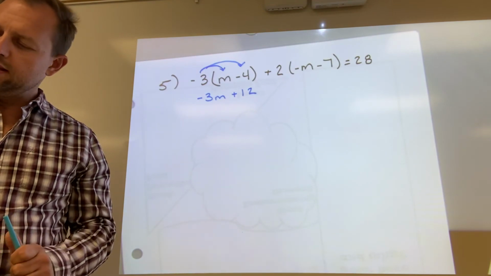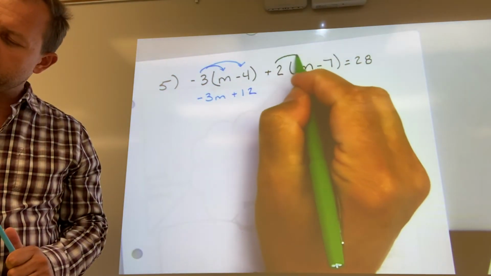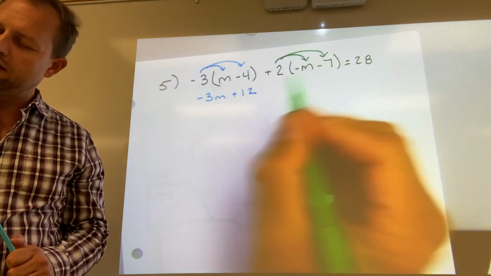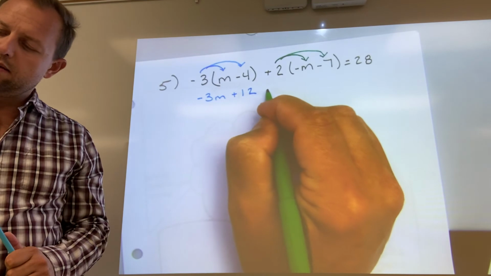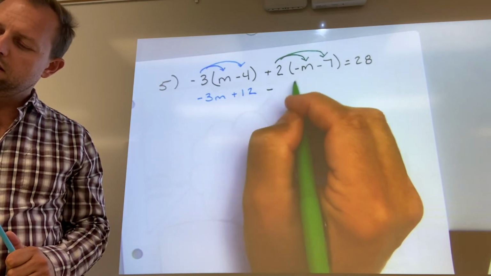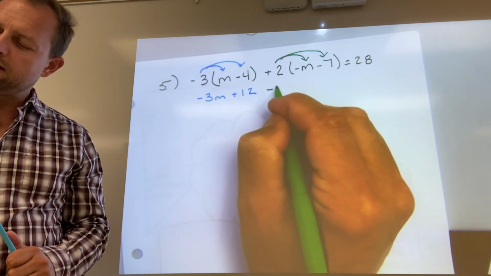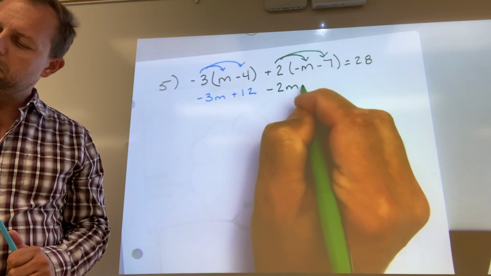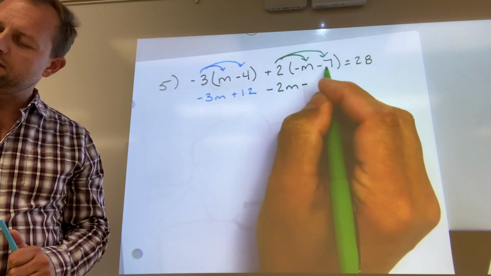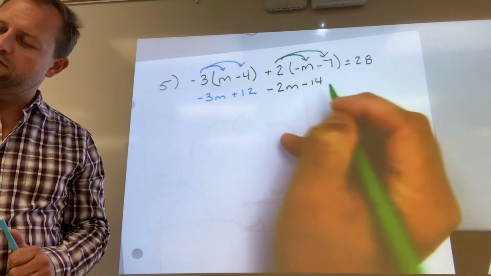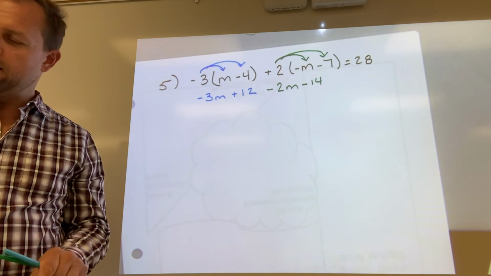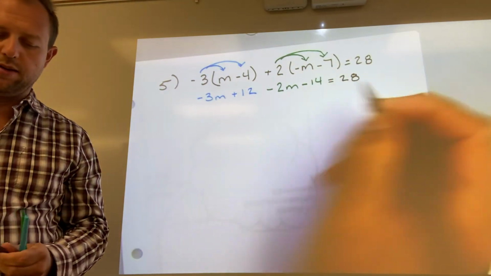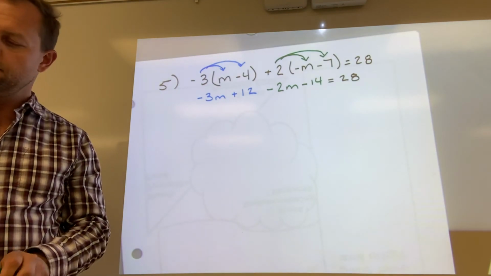For the second piece, we're going to distribute the positive 2 onto the negative m and onto the negative 7. So we get minus, because 2 times the negative m is a negative 2m, and 2 times a negative 7 is negative 14. And that all still equals 28.